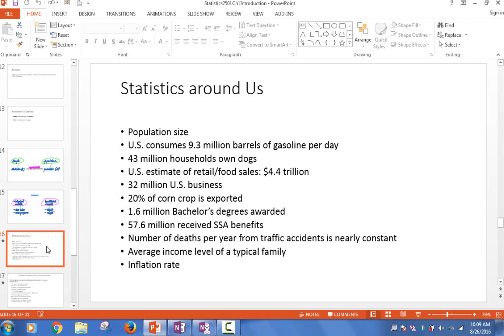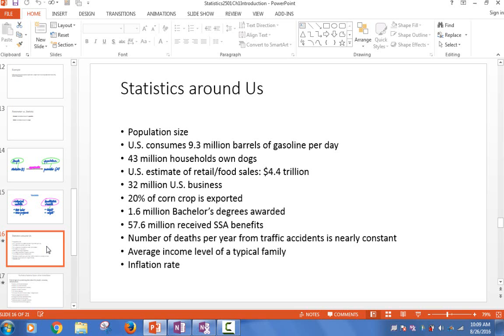Why do we care about that? Well, we want to know what is the current need of gasoline in the country. 43 million households own dogs. Who would care about that number? Well, if you have a company specializing in dog food, right, you would care about numbers like this. U.S. estimate of retail food sales, that's $4.4 trillion. Again, you would care about that because if it suddenly shrinks, that tells you that there is some problem in the economy, right?